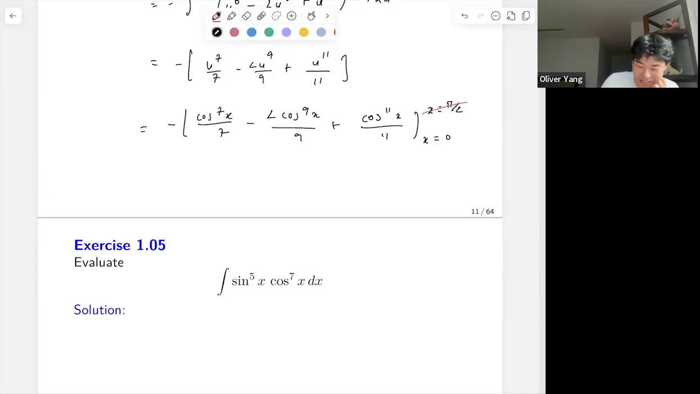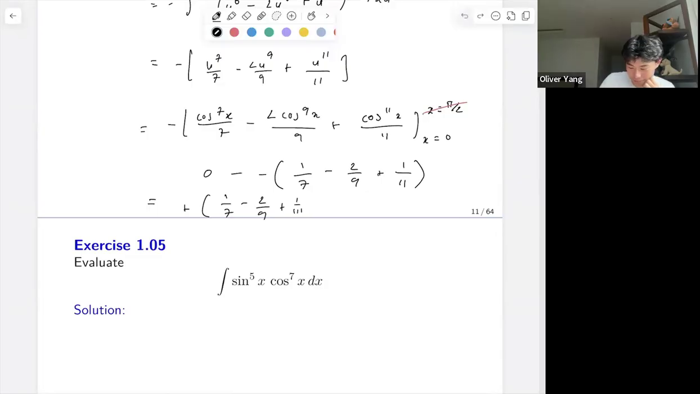So we got 0 minus, okay? And then don't forget the minus at the start here. So go minus again. And then we get 1 over 7 minus 2 over 9 plus 1 over 11, right? Cool. So this would be positive, whatever this gets you, right? So positive 1 over 7 minus 2 over 9 plus 1 over 11. And on this answer sheet, I got 8 over 693.